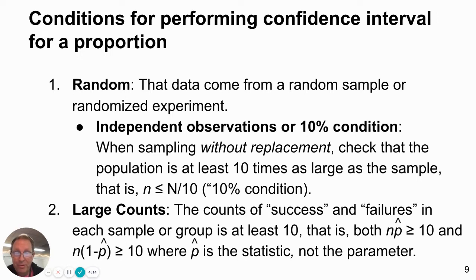And you're going to have to do the math when you check this. You're going to have to actually multiply n times p hat and show that it is greater than or equal to 10, and also multiply n times 1 minus p hat and show that it is greater than or equal to 10. And this time we're going to be using p hat, the statistic, not the parameter, because in this chapter we do not know the value of the parameter.